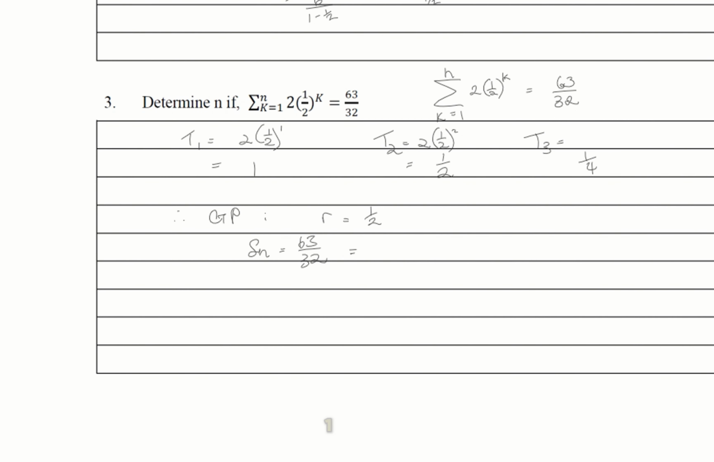But we know it's a, and in this case, a is 1, so I don't have to write that 1. And then, what is my r? r to the power of n minus 1 over r minus 1. Right, let's start with the denominator. So at the bottom I have half minus 1. So what is that answer? Half minus 1, negative half. So in the bottom I have negative half.